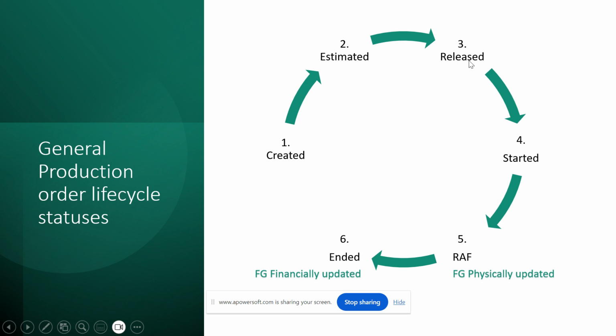We will estimate it. We will release it. And when we start, we will try to automatically post the picking list and route card journals. We will also post a report as finished so that the FG is physically updated in the inventory. And we should also be able to end the production order. Let's see how, because if all the configurations we have done so far are fine, then we should be able to complete the cycle we are showing right now.